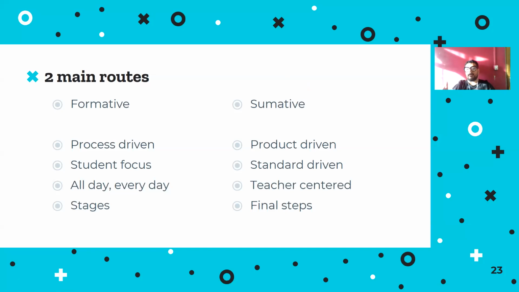So summative is product driven. You assess the product, the final part. I always see it as a photograph. So you're taking a photograph of a moment, right? And you see what happens. Did the student do this or no? Yes or no, yes or no. Summative is standard driven, or it has to do with, did the student achieve the objective or no, right?